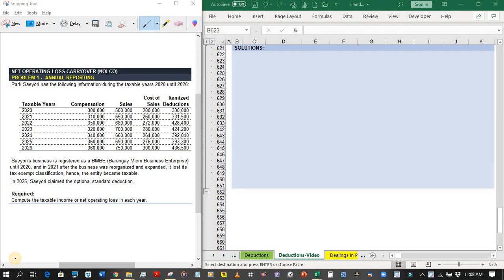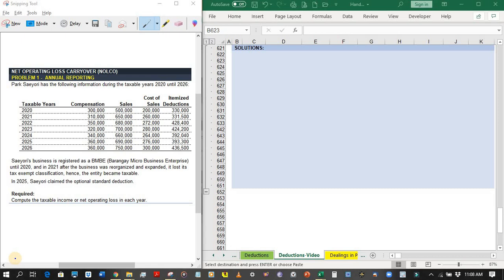So let us now answer the first problem. This problem focuses on the application of tax rules on NOLCO for the annual reporting of income tax return. Park Sayori has the following information during the taxable years 2020 until 2026. The taxpayer is an individual, and he is a mixed income earner because the taxpayer is engaged in business and also earning income from compensation.